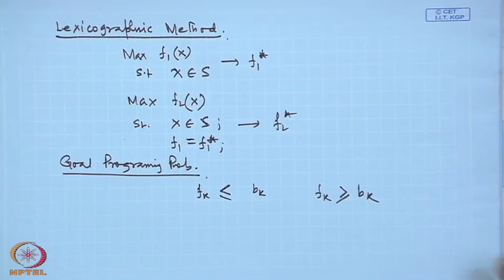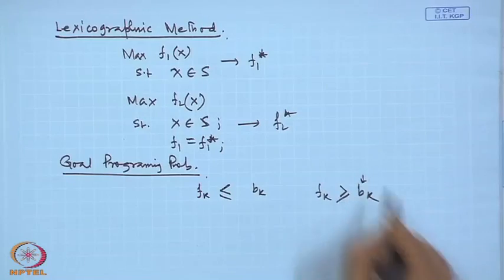As I gave an example for the profit figure, I want the profit to be at least some minimum amount. I am fixing a target, some aspiration, and within that restriction I want to solve the decision making problem. In that way we can fix the goal. In the goal programming technique we are solving this kind of problem.